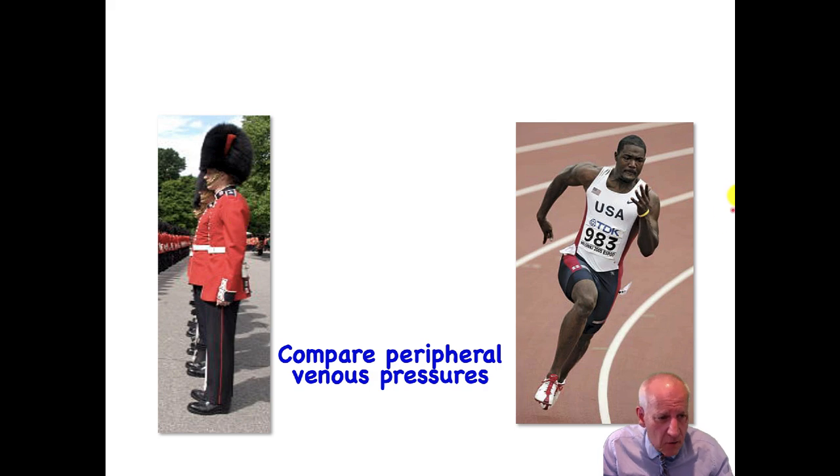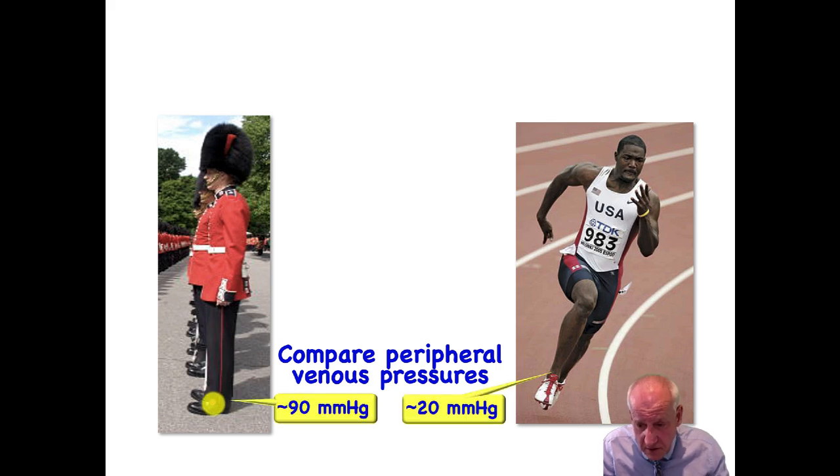This man standing or this man running? In this man, due to prolonged standing and the effect of gravity on the vertical column of blood in the veins, the venous pressure in the feet will be very high, about 90 millimeters mercury. Compare that with this runner. Intermittent contraction of the skeletal muscles will milk the blood out of the periphery back to the thoracic compartment, and the venous pressures in his feet will drop.